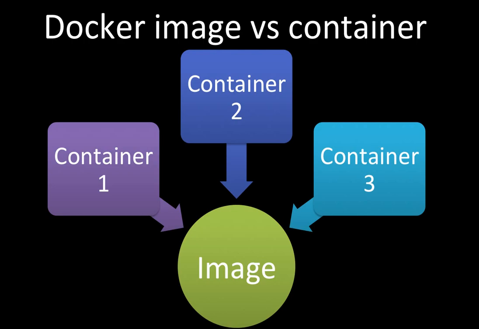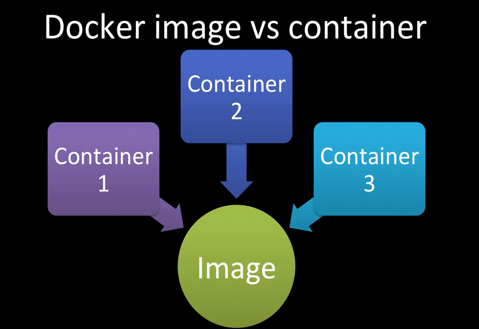And in programming terms, if you want a comparison, the Docker image is like a class. In object-oriented programming, we have a class. A class is like a template. So an image is like a template. And the container is an instance of the class, which is like an object. So containers are the runtime objects that we create from an image. And in a container, we start running our software and our services. That is the basic difference between image and container.